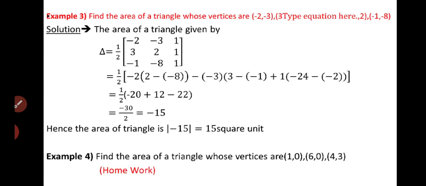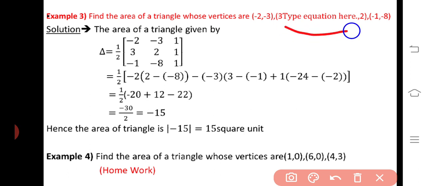Yes, let us start today's first example. Find the area of a triangle whose vertices are minus 2 comma minus 3, 3 comma 2, minus 1 comma minus 8. Students, this question was given in the years 2018 and 2020 for 2 marks. Let us start the solution.